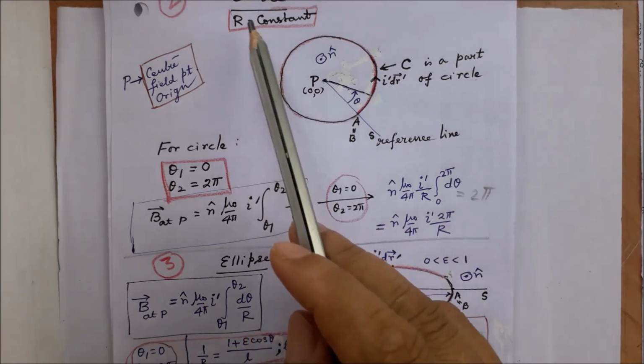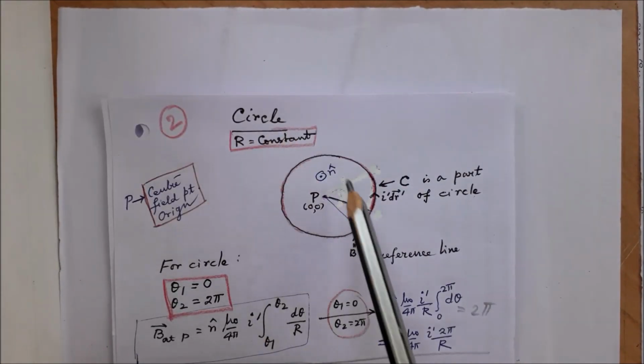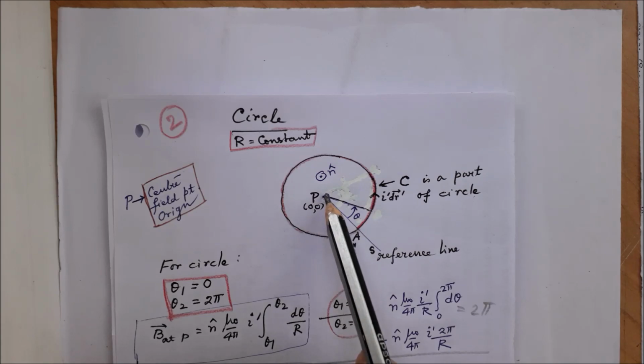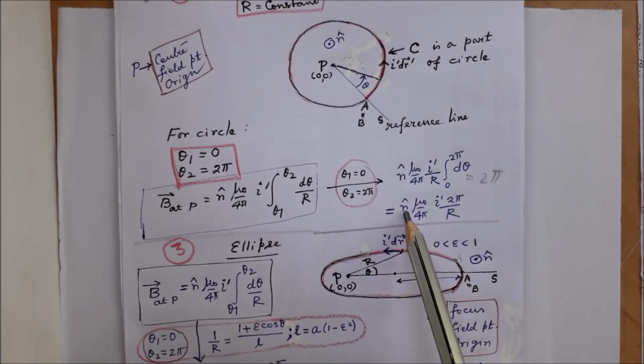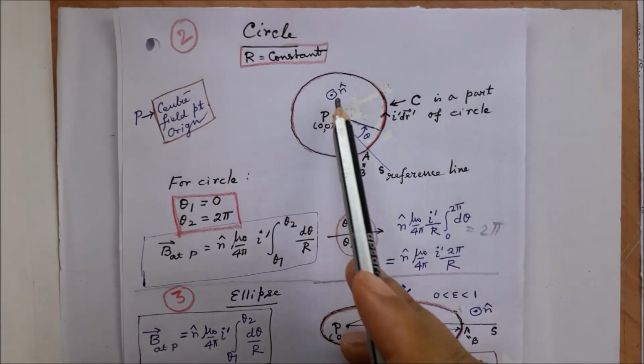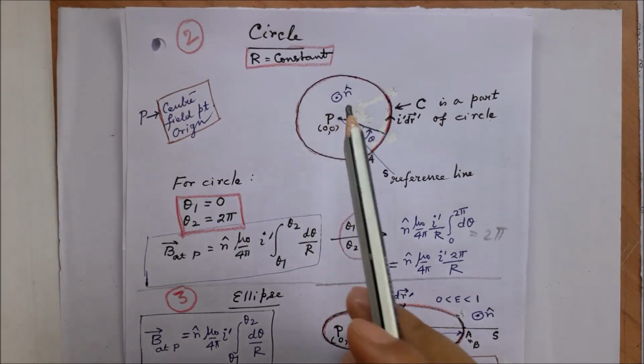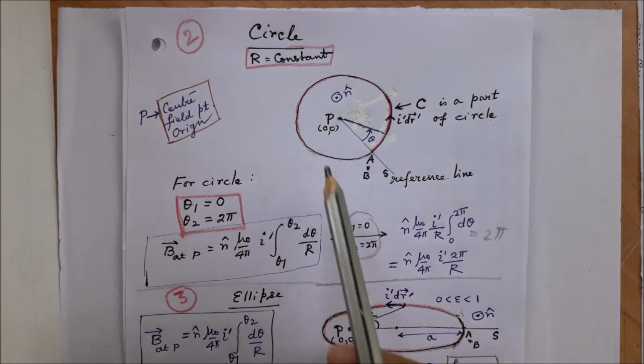So for a circular current carrying loop, the magnetic induction produced at the center will be of this value. Here n cap is a unit vector that is pointing towards the reader, away from the paper.